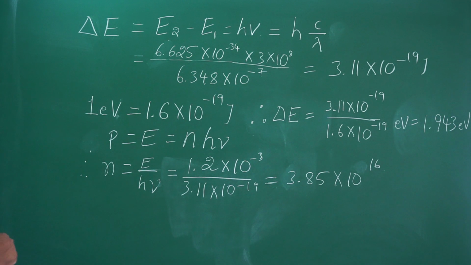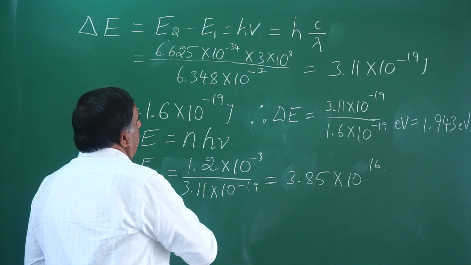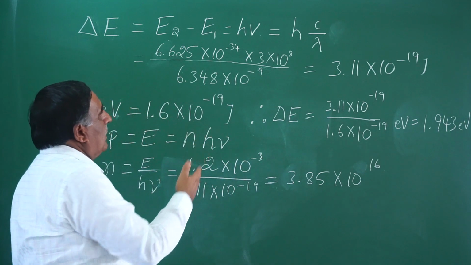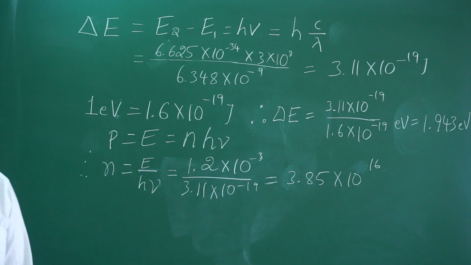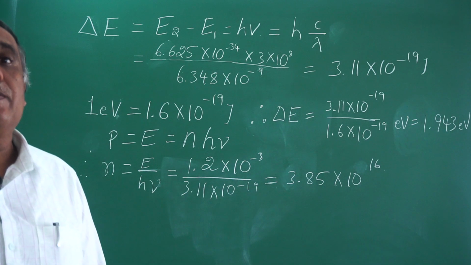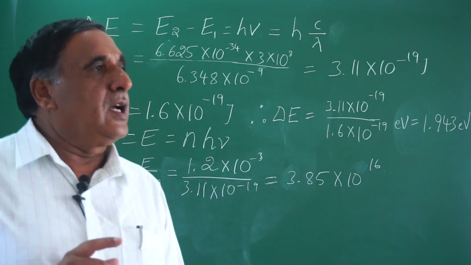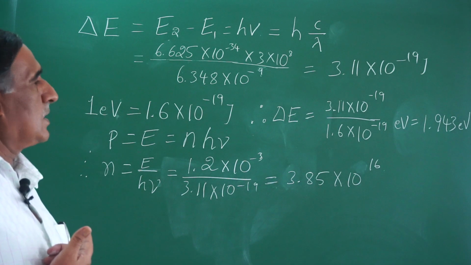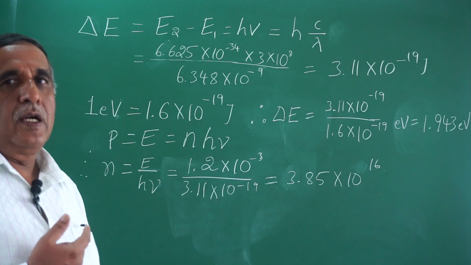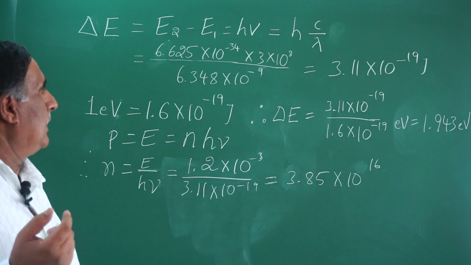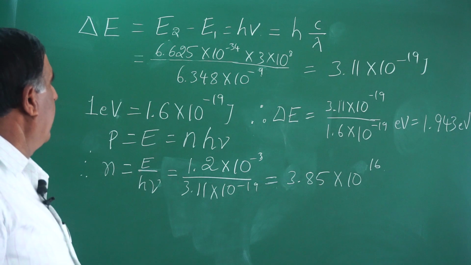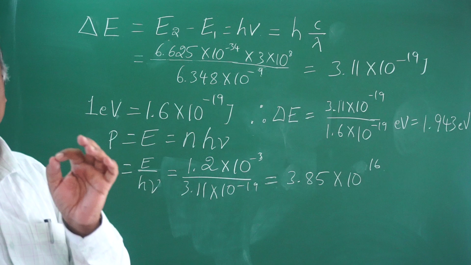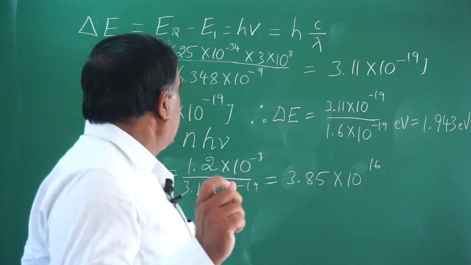Nano means what? 10 raised to minus 9. So if you calculate here, the value is found to be 3.11 into 10 raised to minus 19 joules. Here the value of the energy difference is in joules, because all the quantities substituted are in SI units. The SI unit of energy is joule. The h, c and lambda values are substituted in SI units.